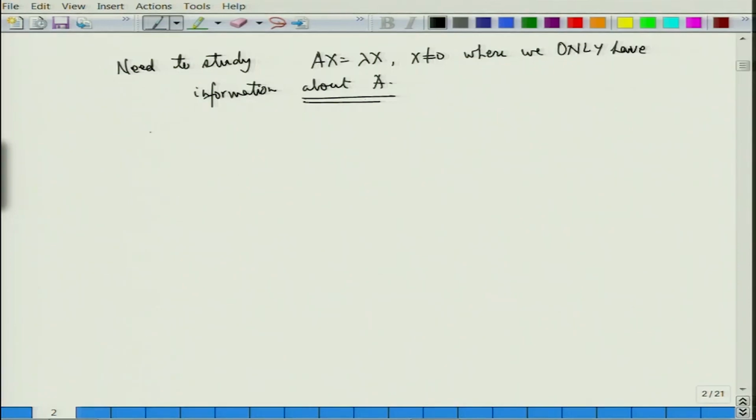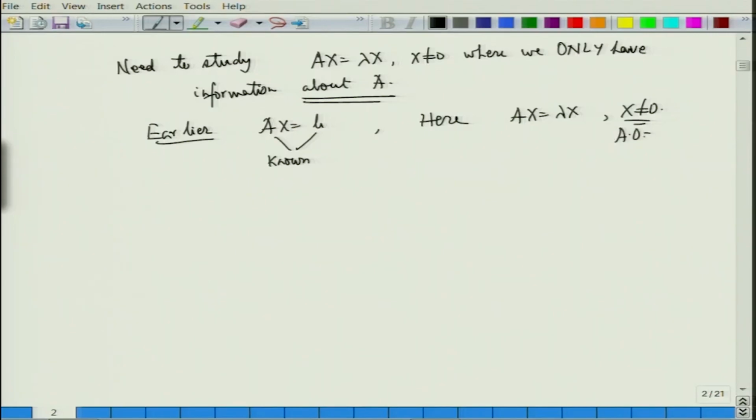So, earlier we had looked at Ax is equal to B. A and B both were known in some sense for us. We got exact solutions, approximate solutions and so on, but there A and B were known. Here I want to look at Ax is equal to lambda x and x not equal to 0. If you see, 0 is already a solution here: A times 0 is lambda times 0, which is 0, all right.